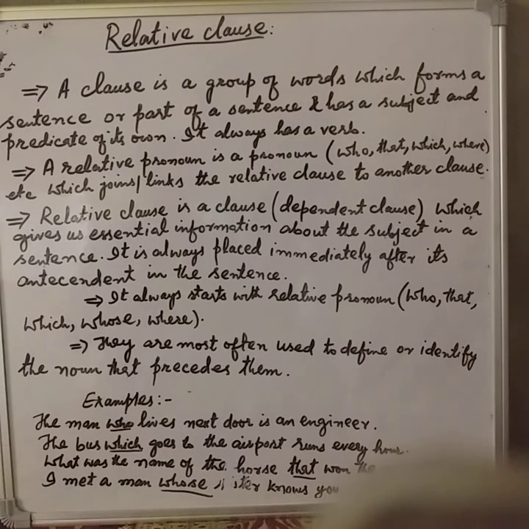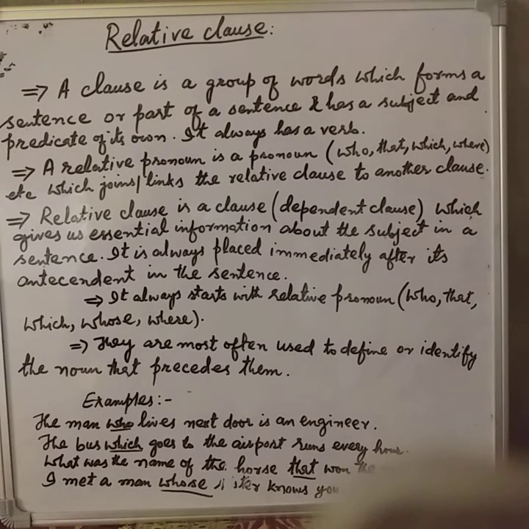Dear students, in order to understand this relative clause, we should also know what a relative pronoun is. You know what a pronoun is, but what is a relative pronoun? A relative pronoun is a pronoun, for example, who, that, which, where, etc. They are all relative pronouns. They join or link the relative clause to another clause. So simply we can say that relative pronouns join or link the relative clause to another clause.